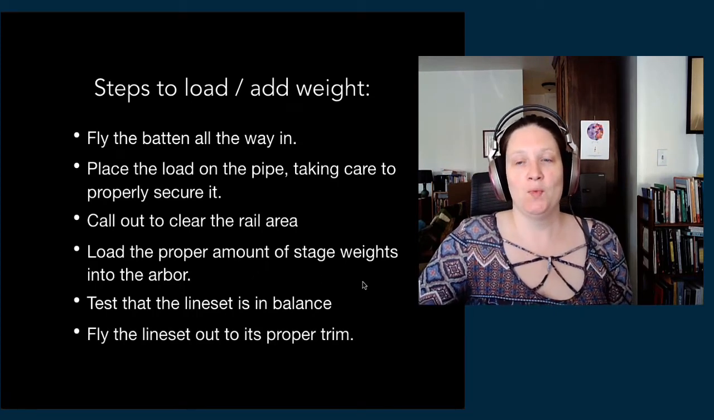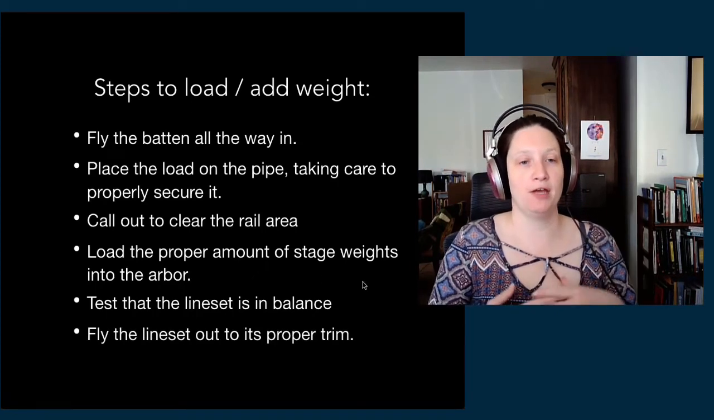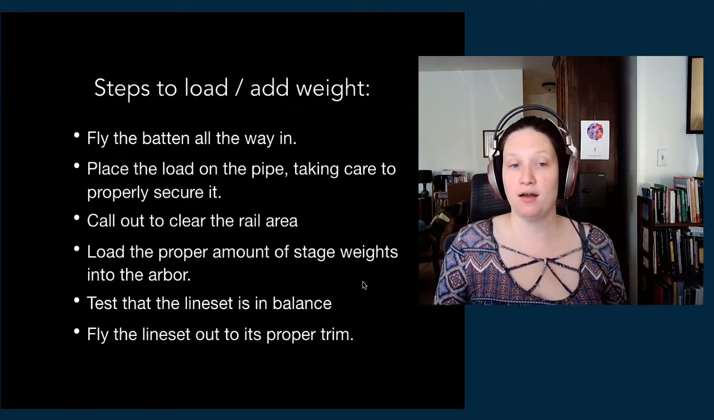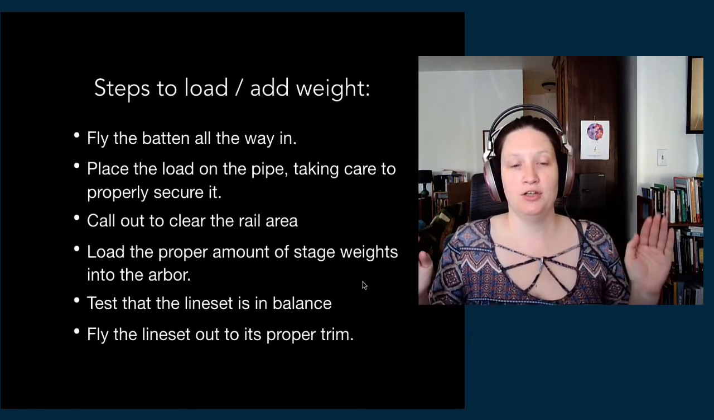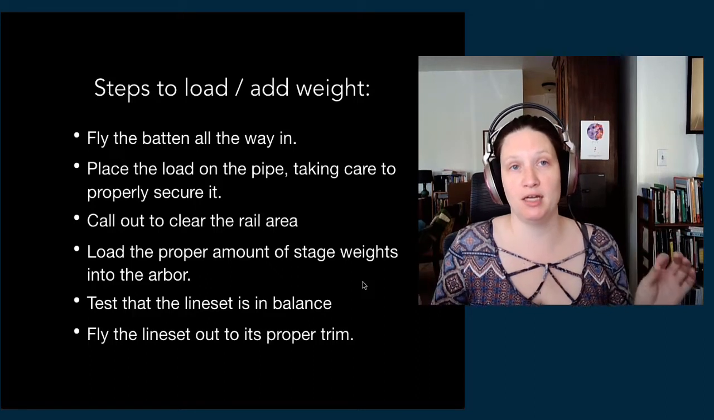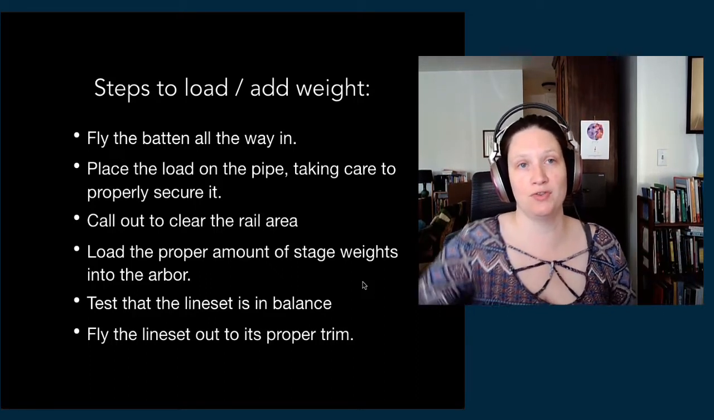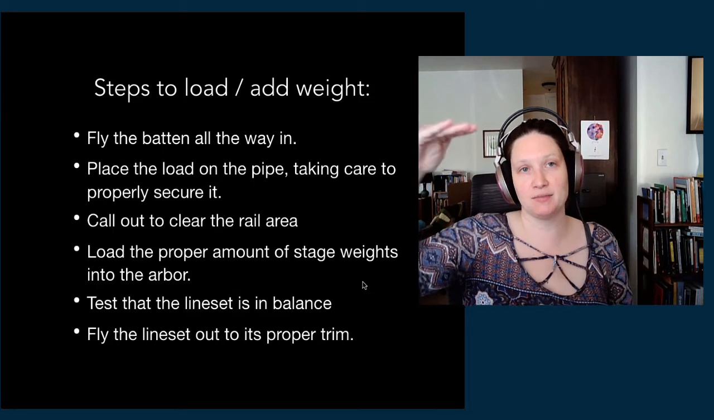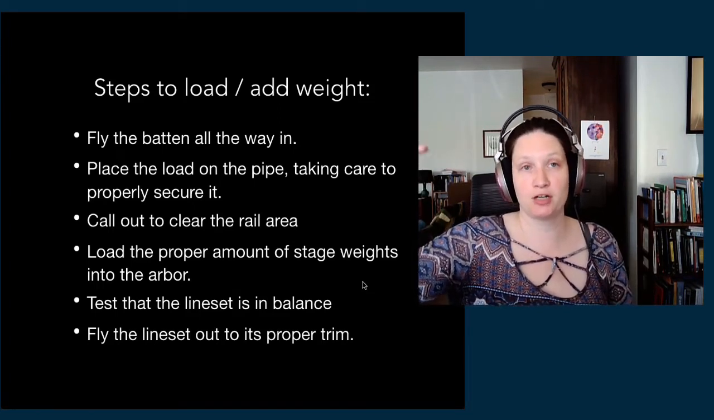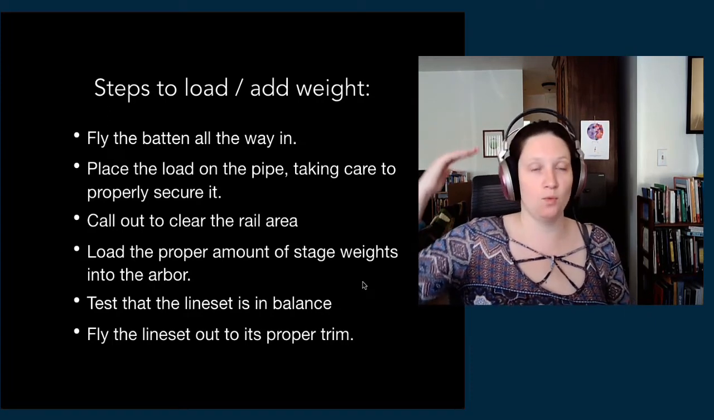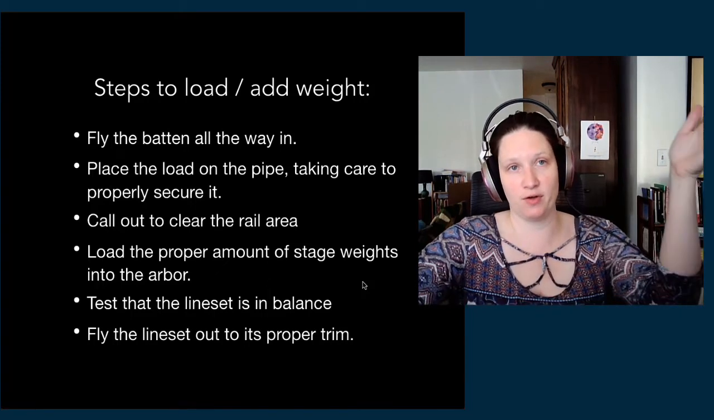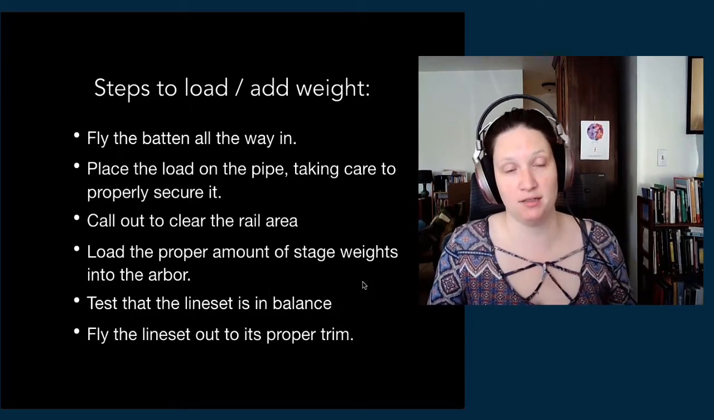And then once we're in balance, so if we're not in balance, then you have the person upstairs either add or remove weight until you are. And then once that is complete, you can fly that line set out to its proper trim. Trim is the word we use to denote the height, right? Trim is a height measurement, and it's typically the set height for the production during the show. This is where the pipe with all of the lighting equipment is always going to hang during the show. That would be its trim height, okay?